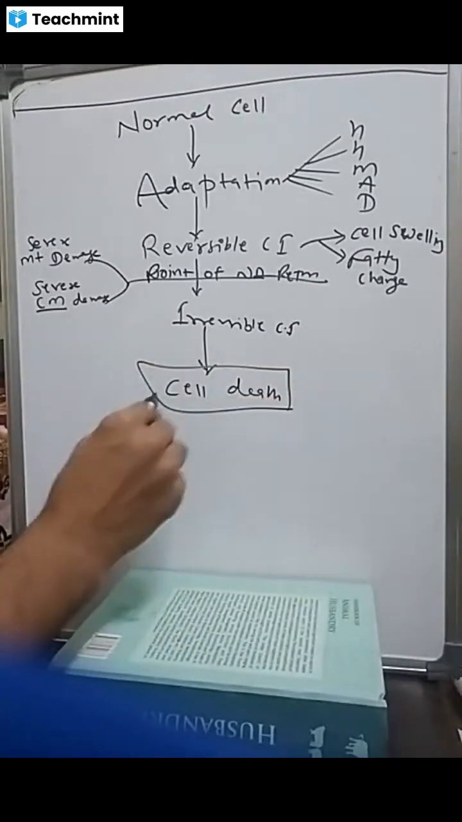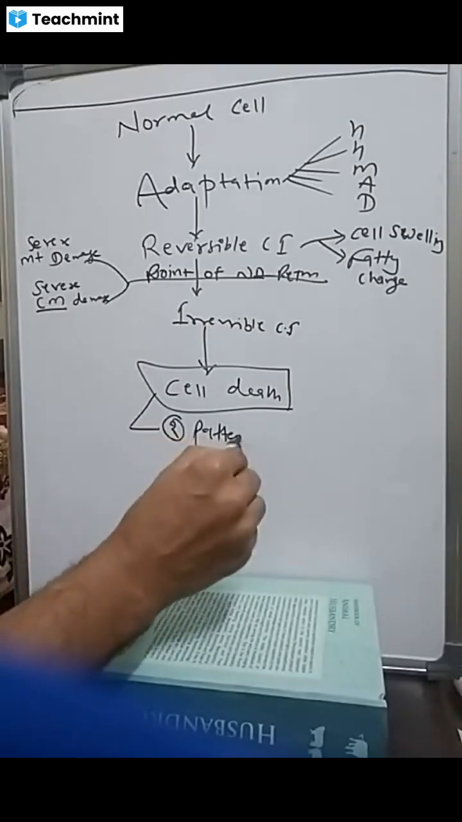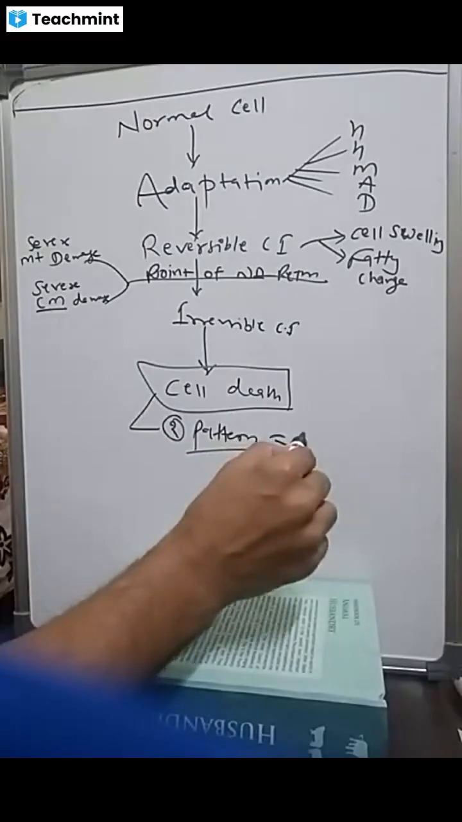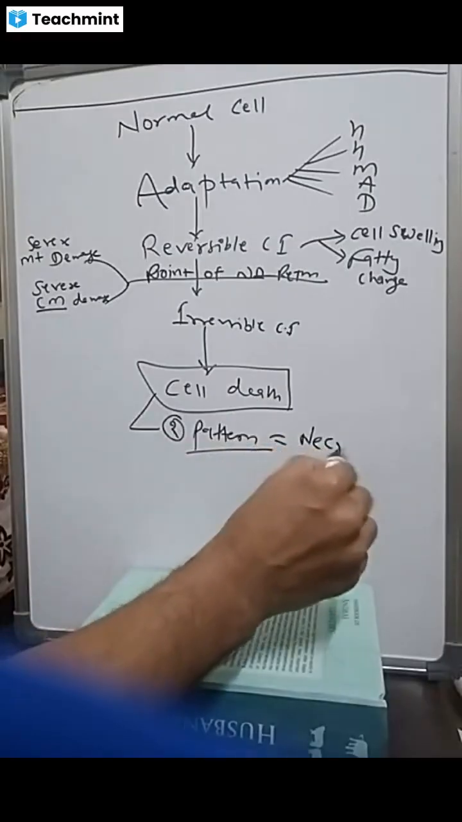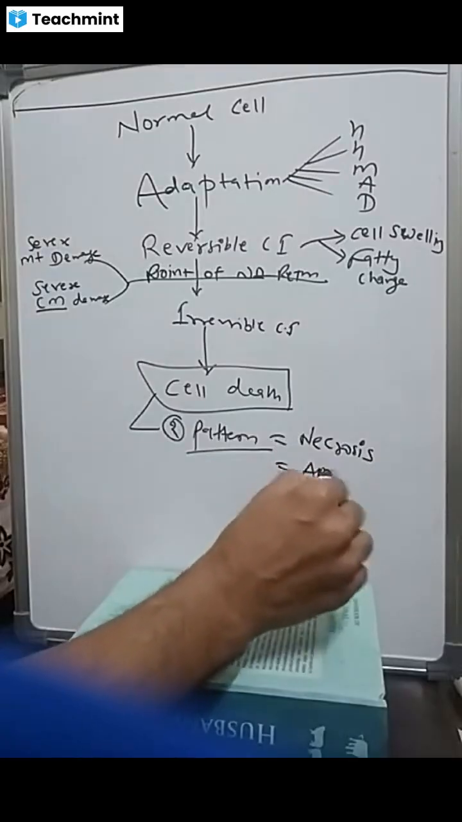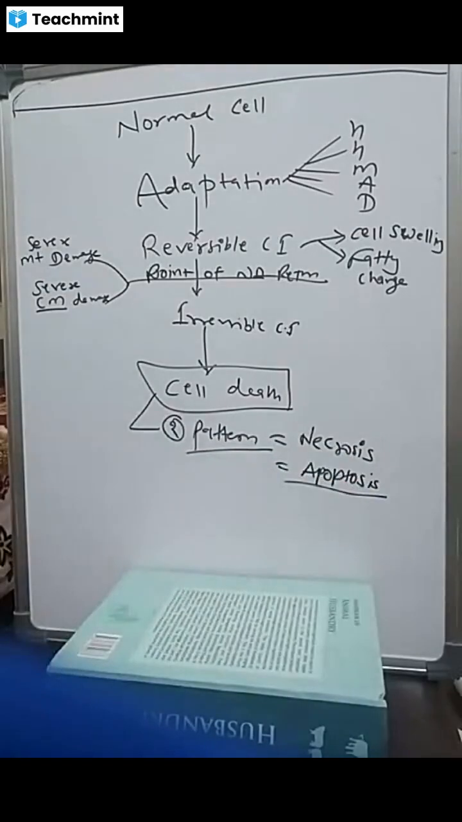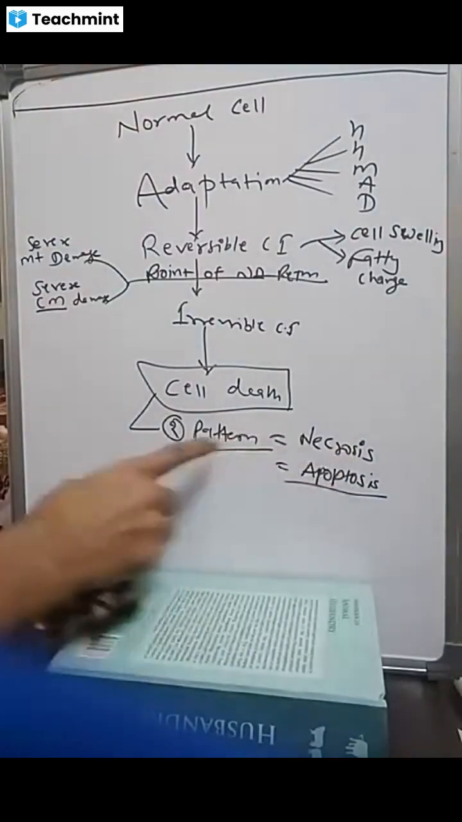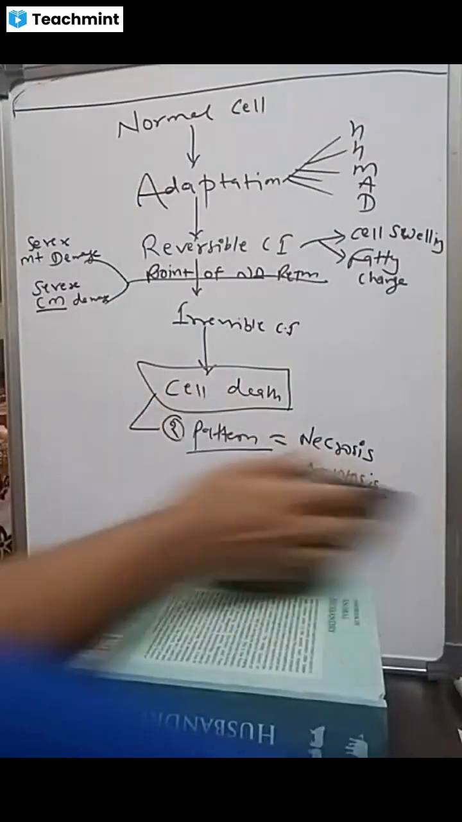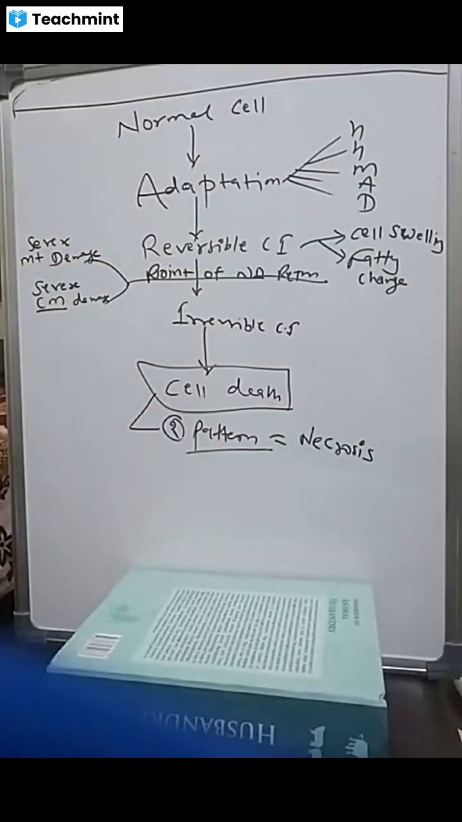And there are two patterns of cell death. One is necrosis and one is apoptosis. In this lecture, we'll cover necrosis, a pattern of cell death.